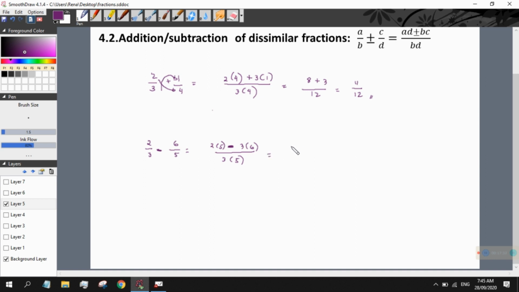So, 2 times 5 is 10, while 3 times 6 is 18, divided by 15. So, we have 10 minus 18 is negative 8. So, negative 8 over 15. Okay? I hope that was clear.